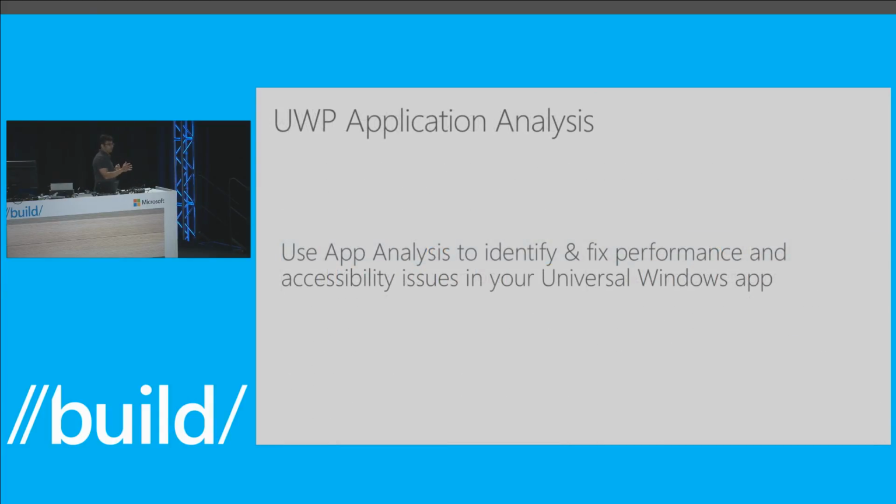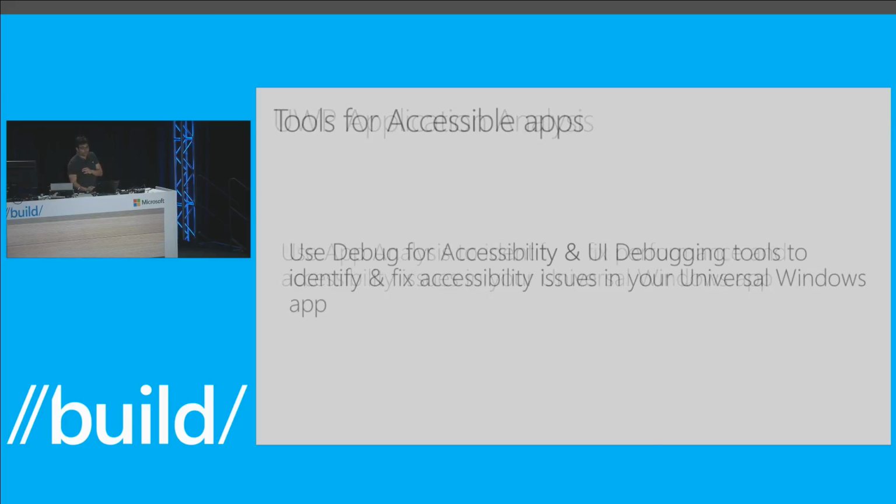We looked at UWP app analysis. This is currently not there in VS 15 Preview, but is something we are planning to ship. What you were seeing was the early prototype bits of what we think the experience will look like. But you will be able to use UWP app analysis to identify the performance and accessibility issues in your application, investigate them, and fix them. We looked at tools for accessible apps. We looked at Narrator mode, another powerful tool, and with integration with VS, you will now be able to use Narrator to identify the accessibility issues in your application and fix them.